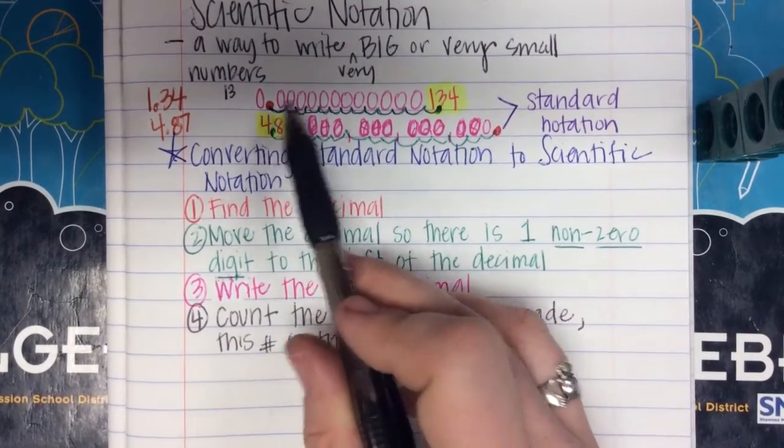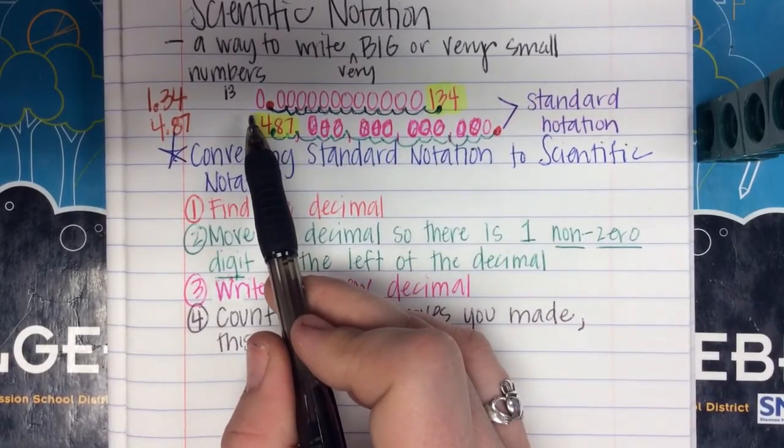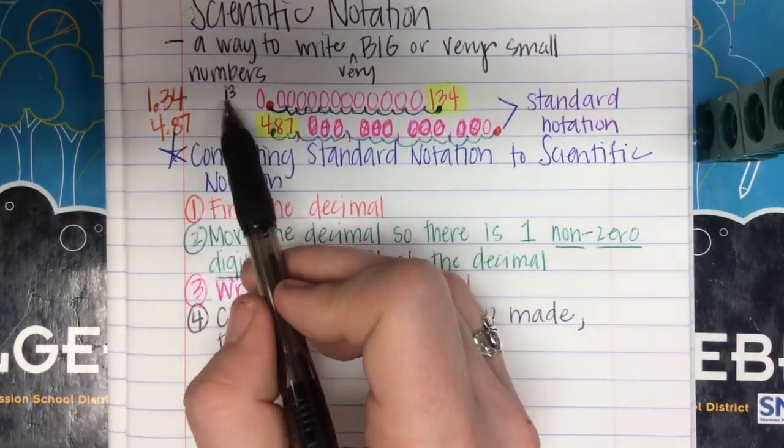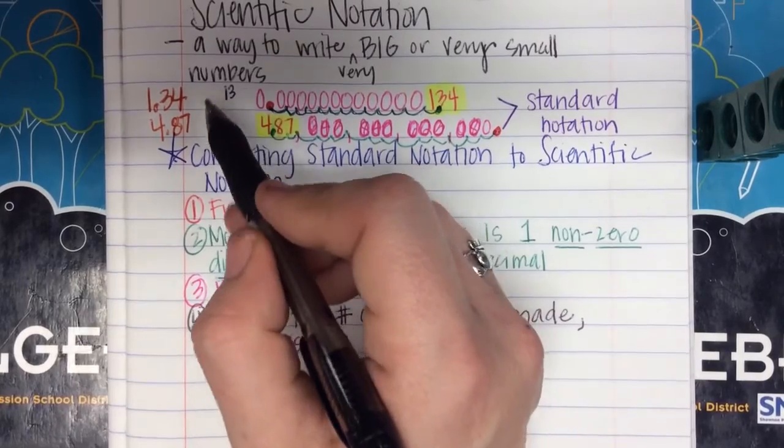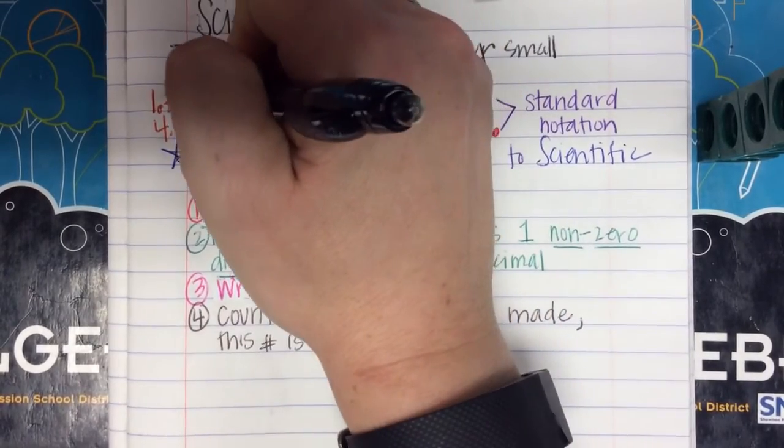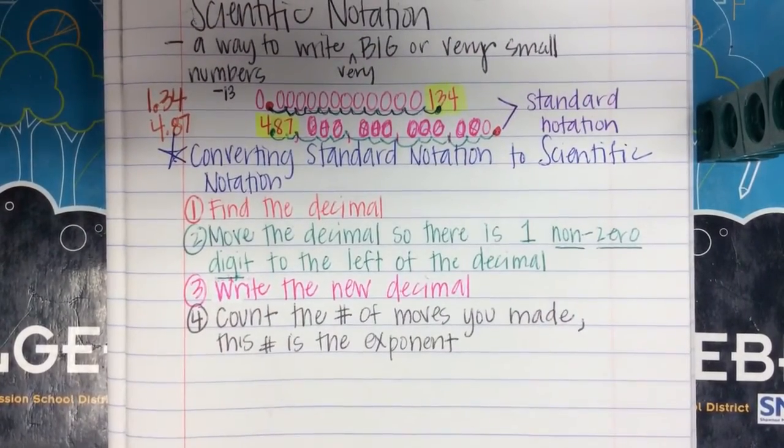Is this a big number or a small number? It's pretty small. So what do you think I should make that 13? Should it be positive or negative? It's a small number. Let's make it negative.